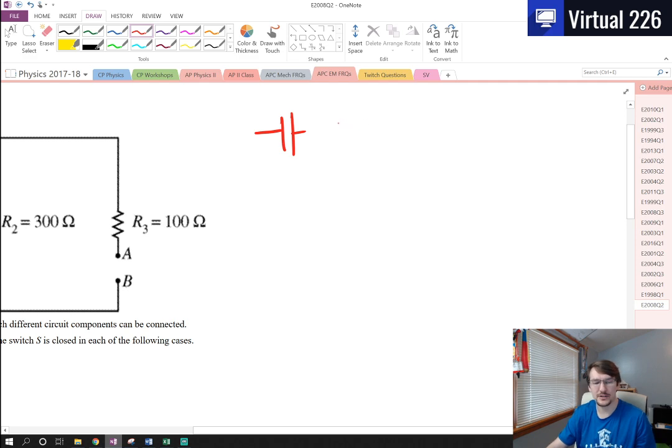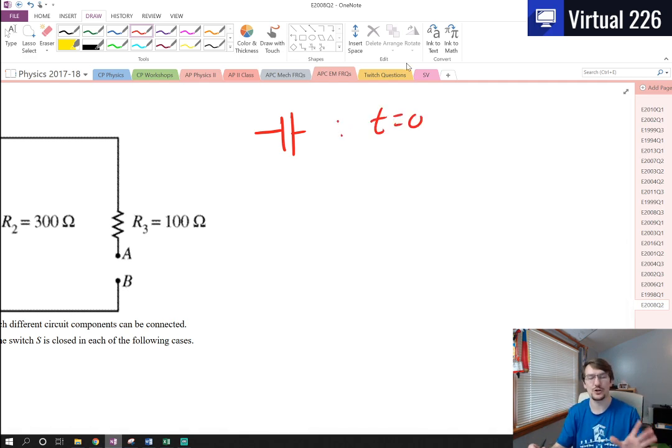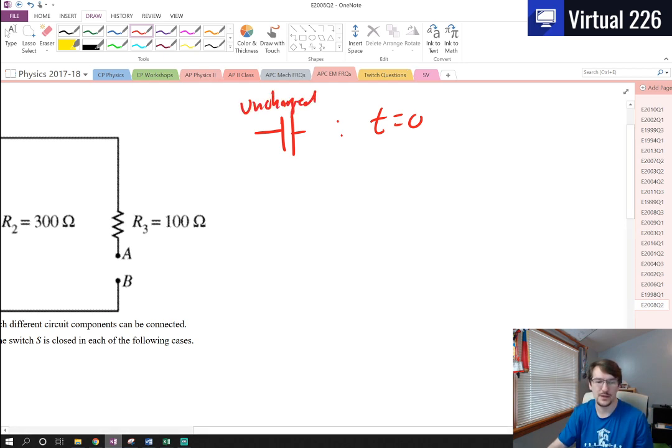A capacitor at time equals 0, for an uncharged capacitor, if you're charging up the capacitor, it's uncharged at time equals 0. It is going to act like a short in the circuit. All of the current is going to run through it. It's going to act like it's not even there. It's going to act as just a wire.